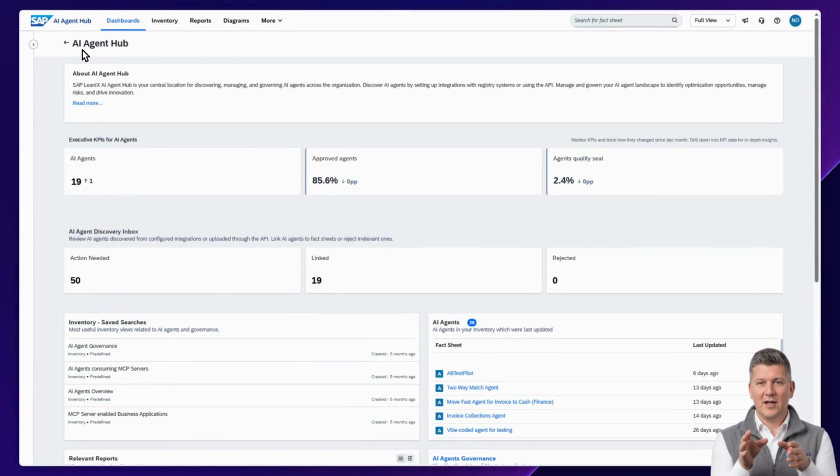Enterprise architect Liam starts by accessing the AI Agent Hub. Here he finds a collection of dashboards that gives him a clear, comprehensive view of Arcstone's current AI landscape. This includes how many agents are currently available in Arcstone's landscape, the percentage of agents approved, and their respective quality in accordance with Arcstone standards.